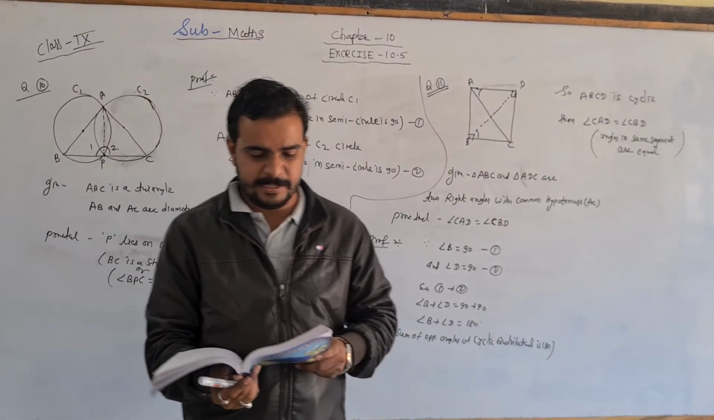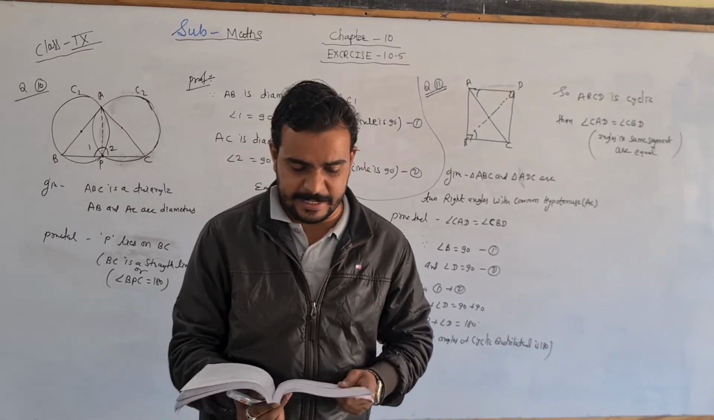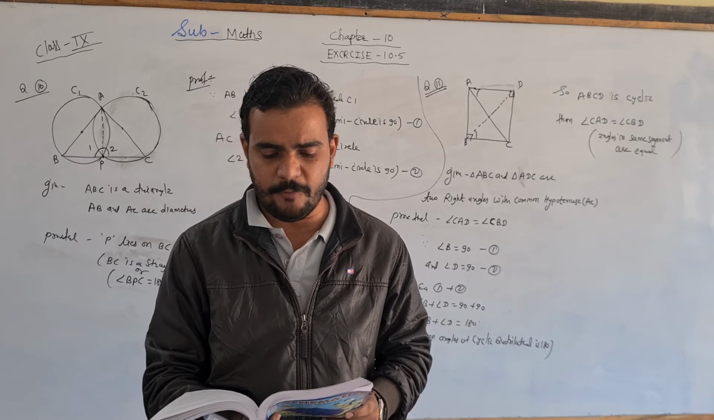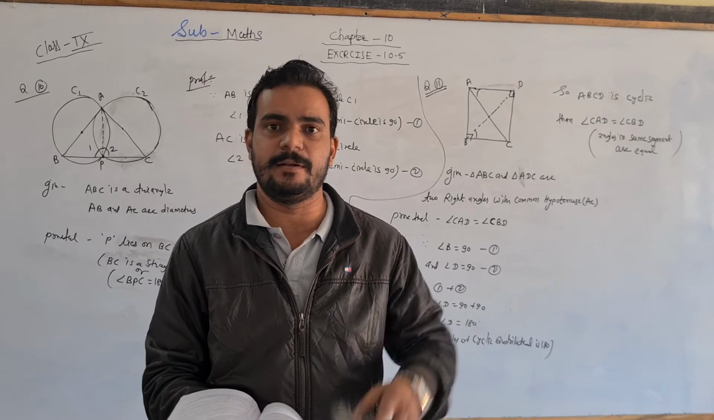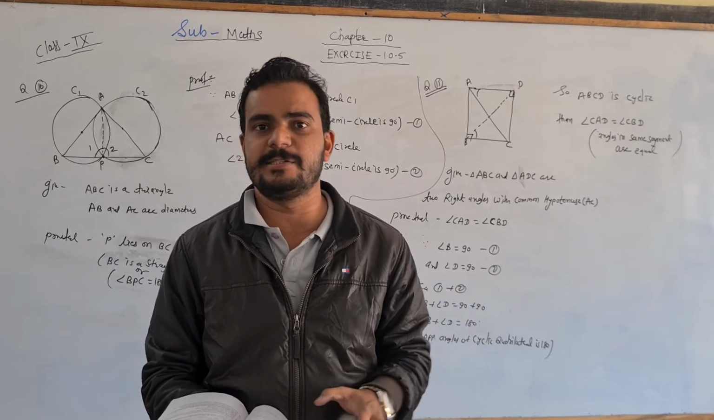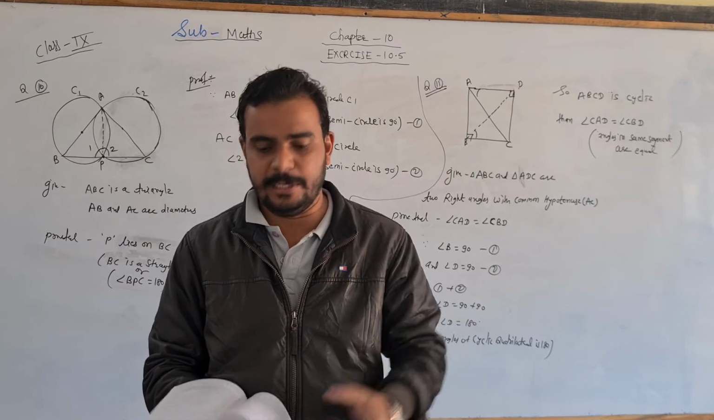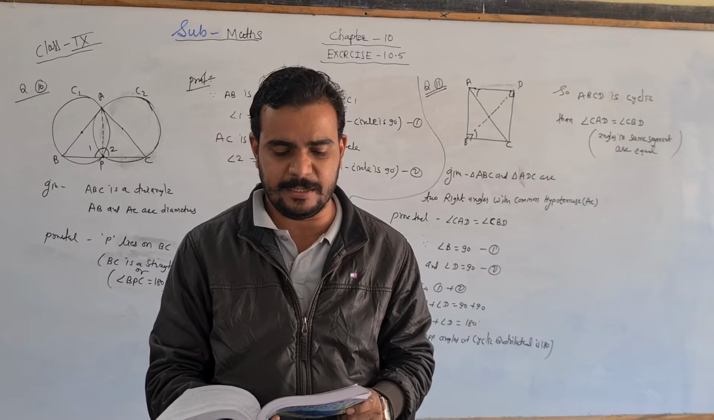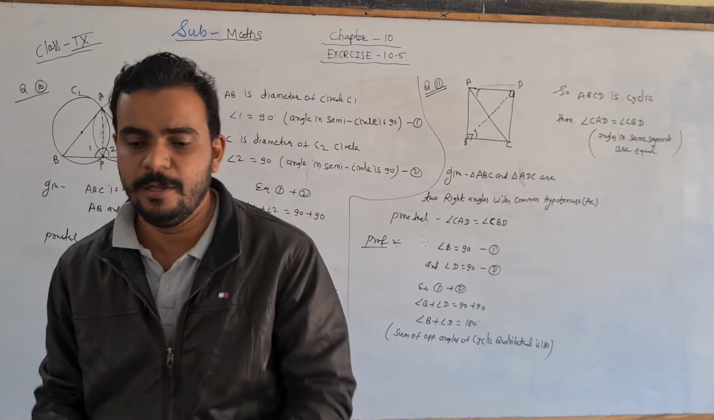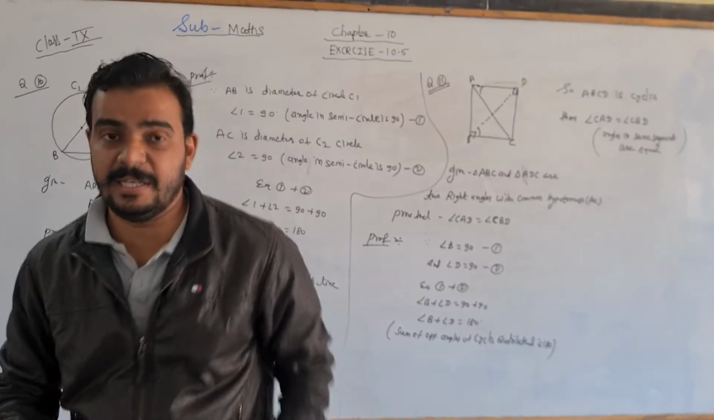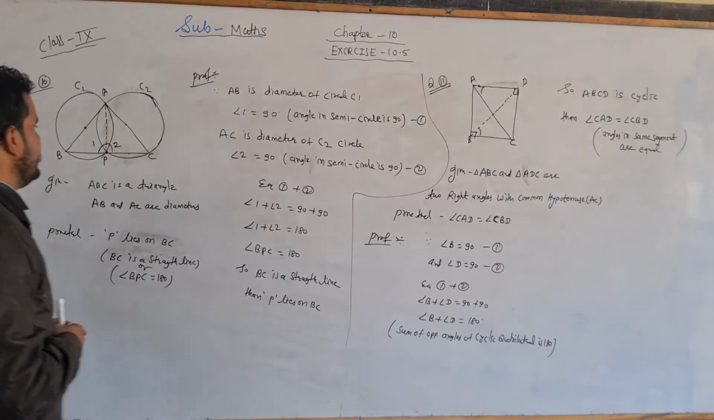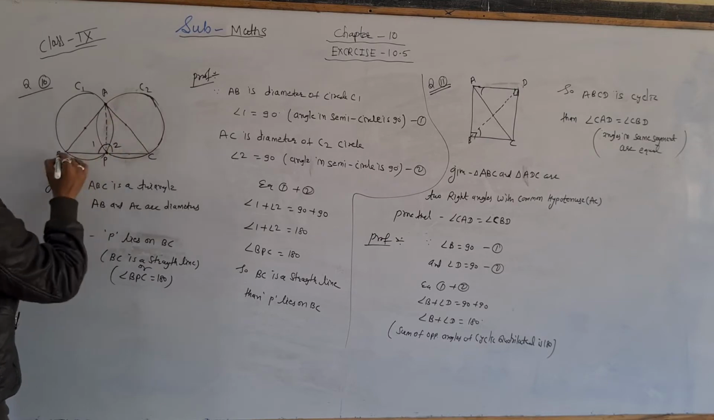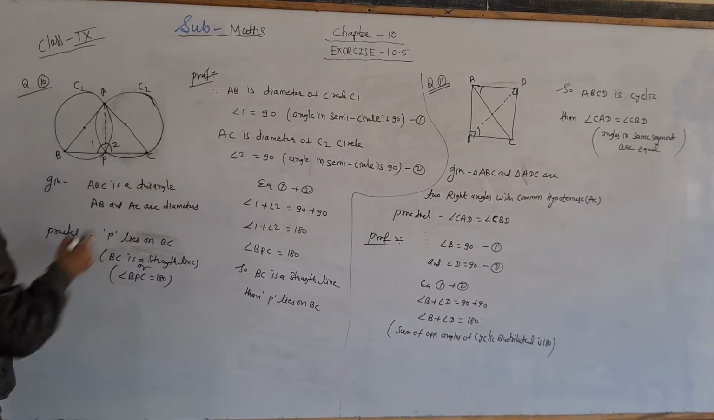Okay students, the next question is number 10. Question number 10 is like this: if circles are drawn taking two sides of a triangle as diameters, then prove that the point of intersection of these circles lies on the third side. The given thing is like this. ABC is a triangle, as you can see.